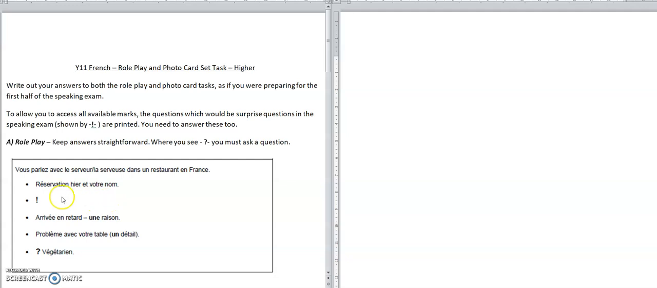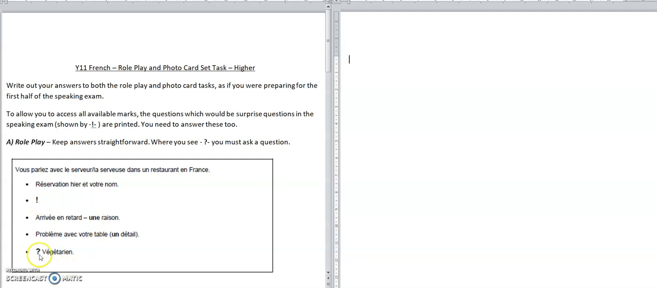At higher tier, the surprise bit might not just be one question. Sometimes there can be 2 questions. You can see in the first bullet point there's an "et" there. There are 2 parts to it. That's often a difference between higher tier and foundation tier, and sometimes it's about tense as well. There's a different tense in a role play sometimes at higher tier. But there's always a surprise bit.